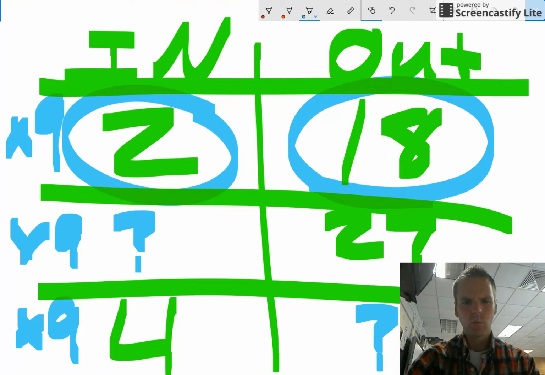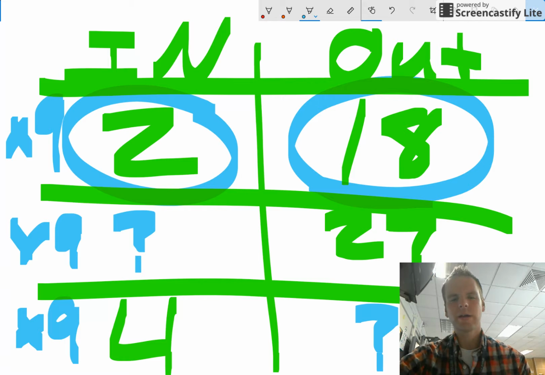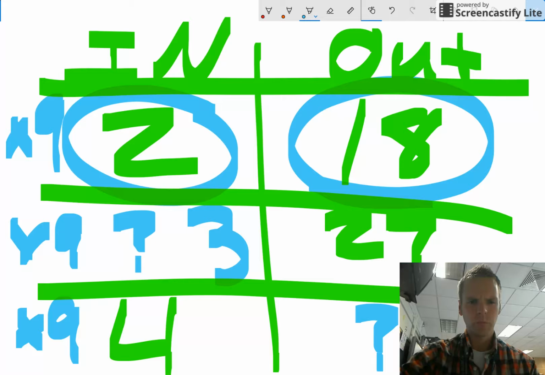So I have to think about what number times 9 equals 27. So I'm going to skip count by 9. Ready? 9, 18, 27. So this number will be 3.